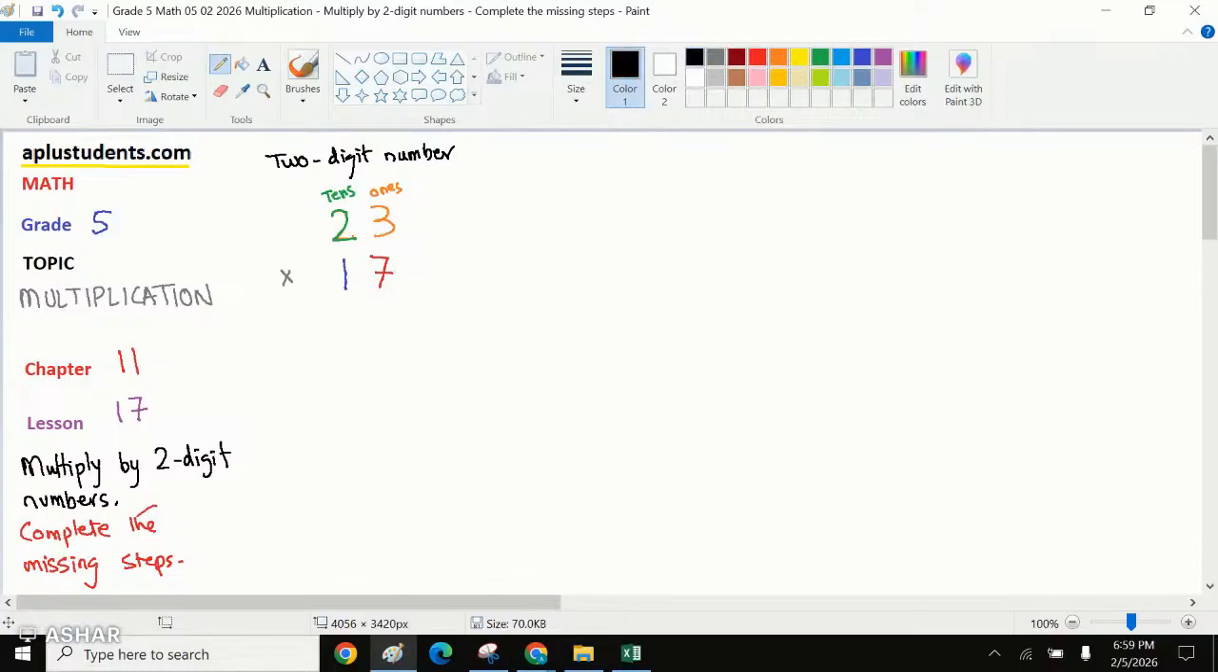So when we are multiplying any 2-digit numbers, we follow certain steps. The first value of ones is multiplied by both of these numbers, right? So we know that 7 times 3 is 21. We keep the ones and we carry the tens. 7 times 2 was 14. 14 plus 2 is 16. Agreed?